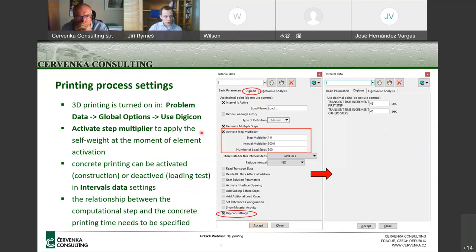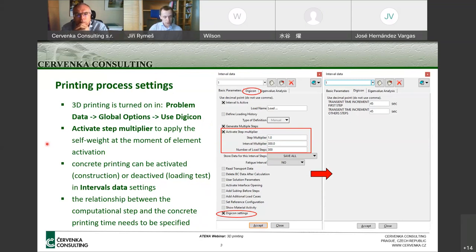Then about the definition of the printing process. So first of all, you should tell the preprocessor that you will be preparing your model for digital printing. So in the global options, you activate this option, use Digicon, digital concrete analysis in ATENA.